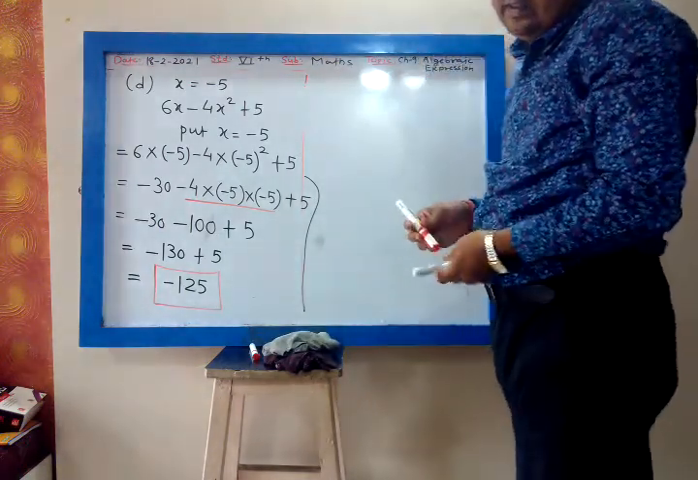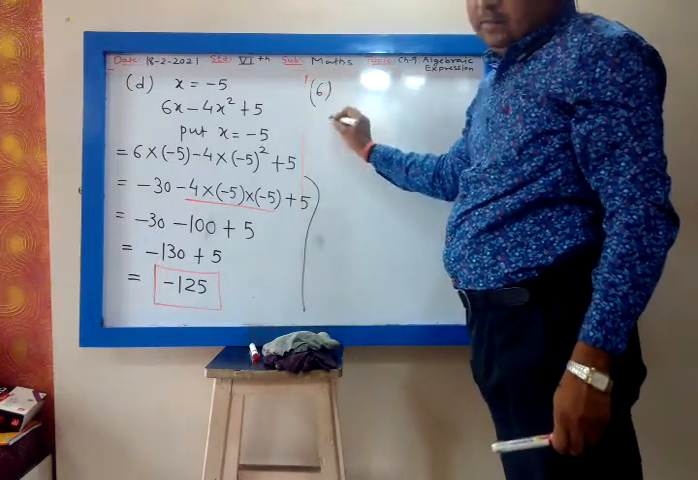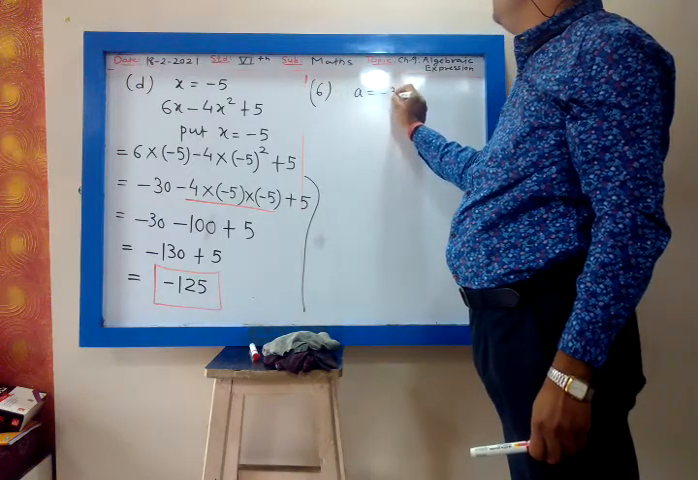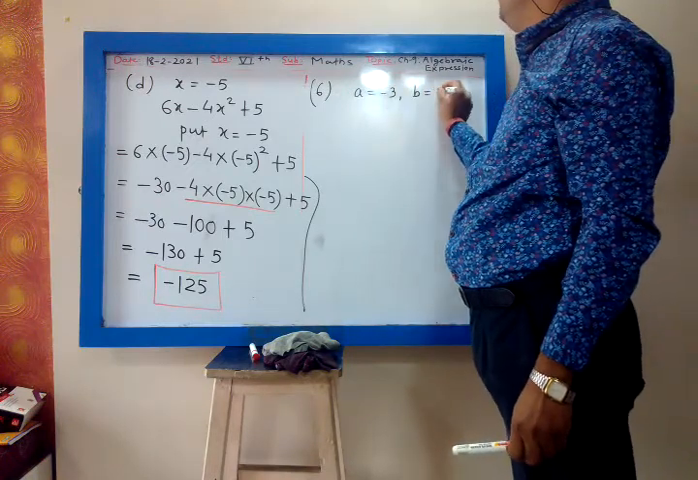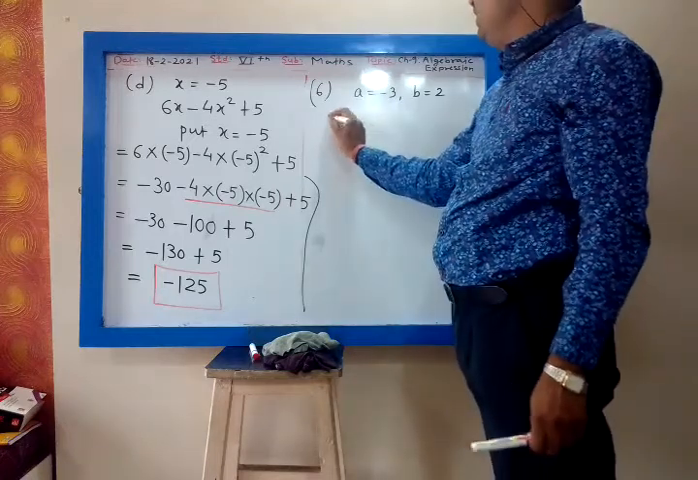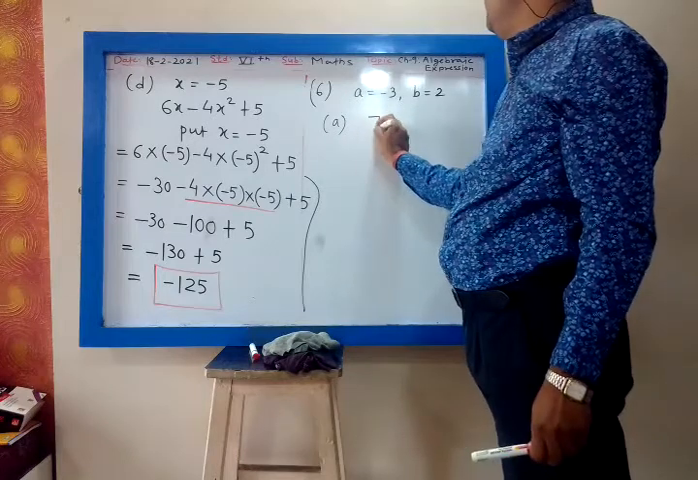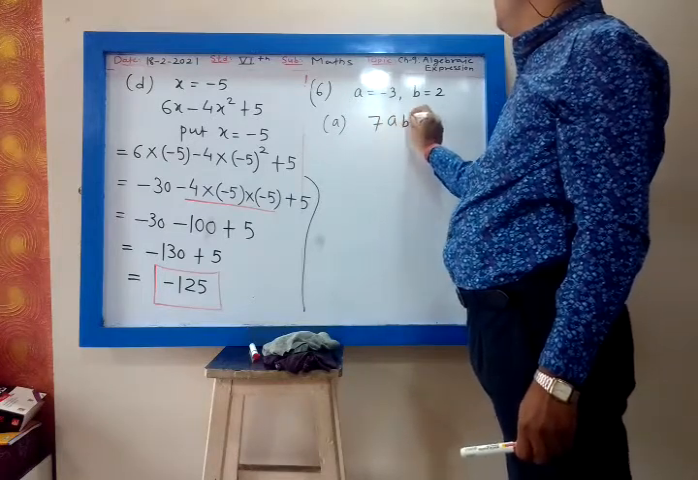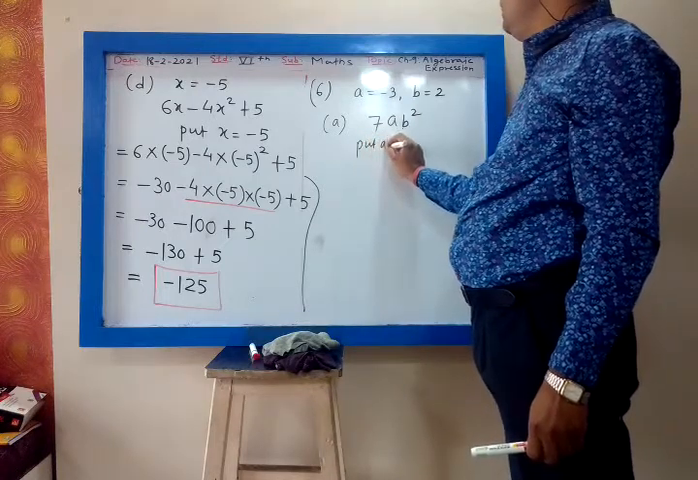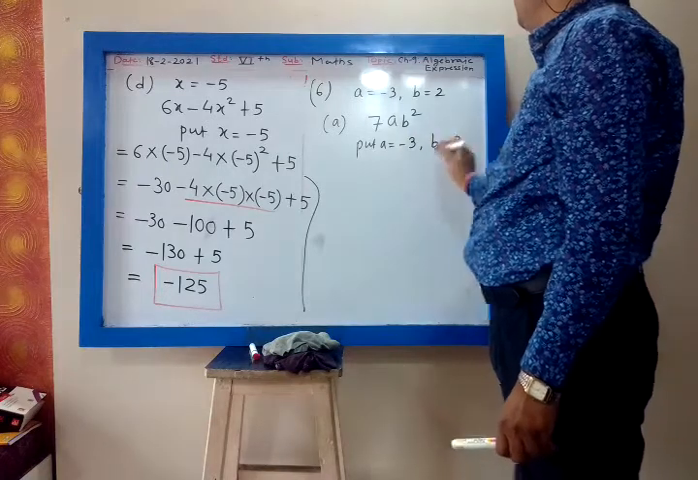Now next is the sixth question. A is minus 3 and B is 2. Find the value of the polynomial. First is 7AB square. So replace, put A equal to minus 3 and B equal to 2 in this. You have to find the value of this.